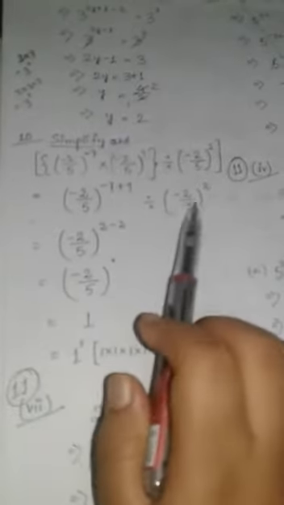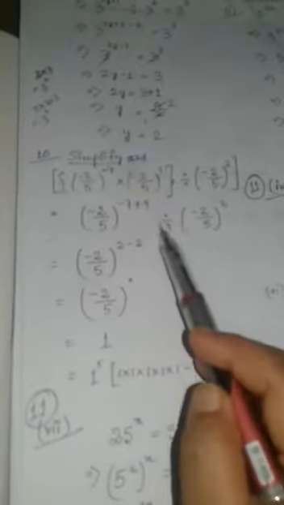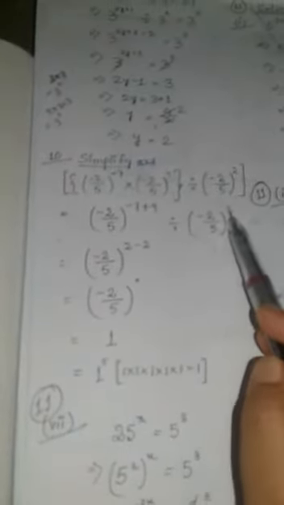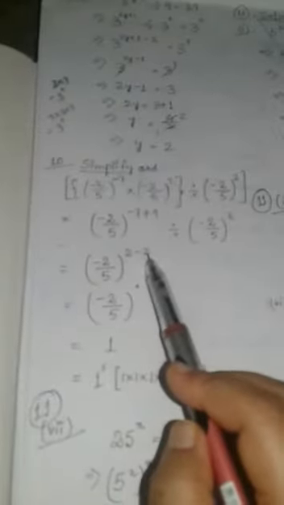So directly, what I have done: the base is the same. So one time we can write -2/5, and the powers -7 plus 9, 9 minus 7 is 2. So I have written 2. Divide is there, so we will deduct the power. So what I have written: minus 2.